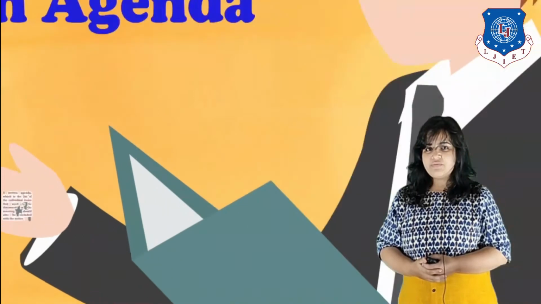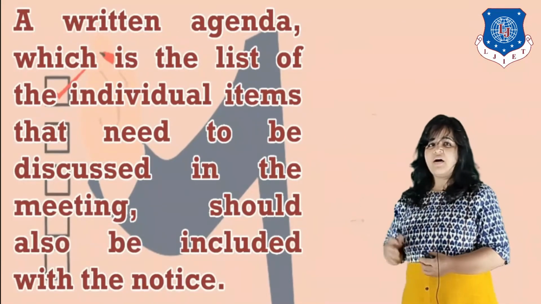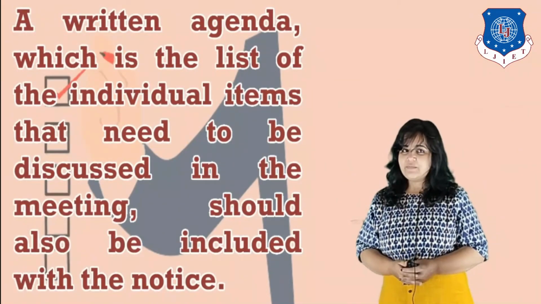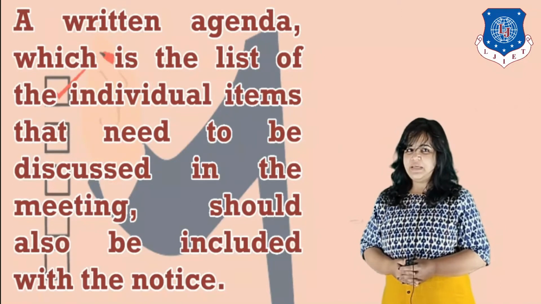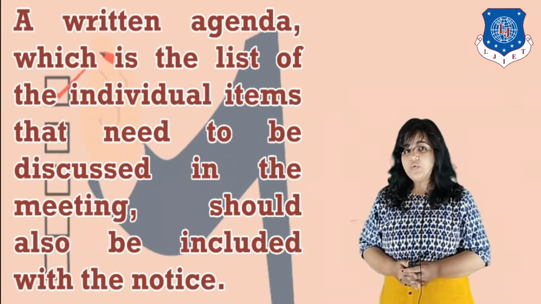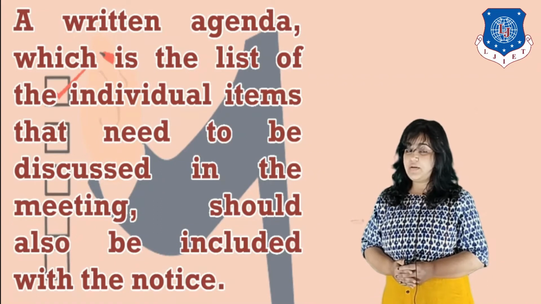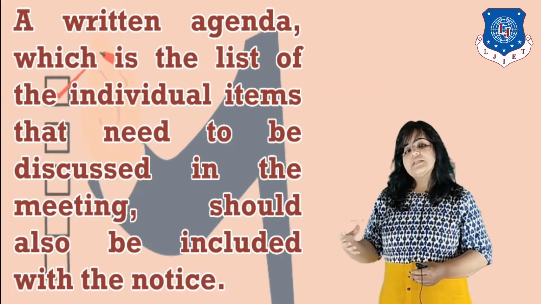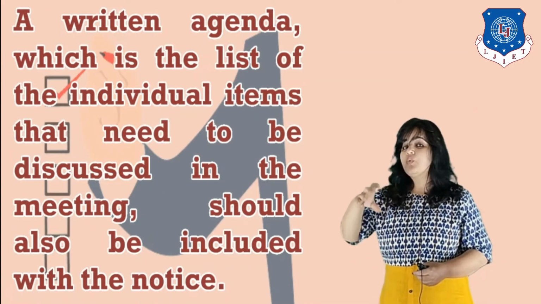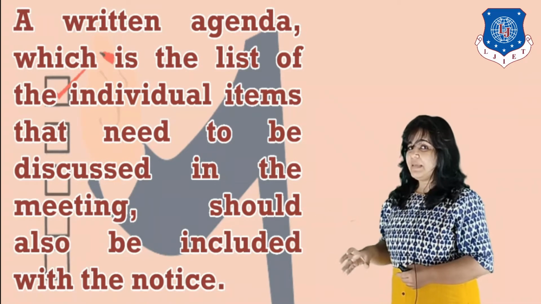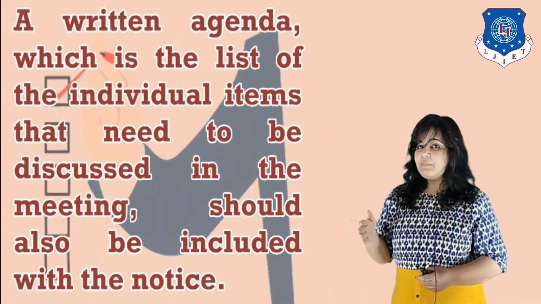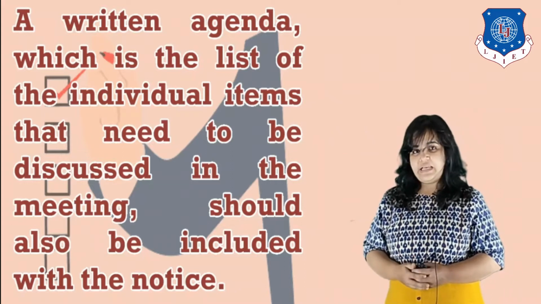What is an agenda of the meeting? An agenda is a list of individual items that need to be discussed in the meeting, and it should be included along with the notice. Now, what is a notice? Notice is information to all the participating people about what time and at which place the meeting is held.